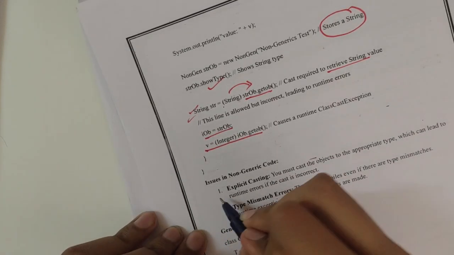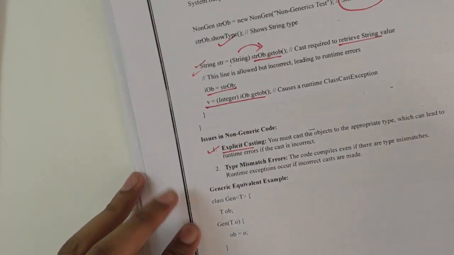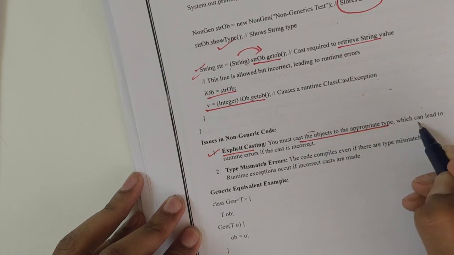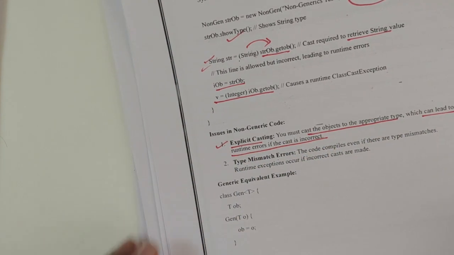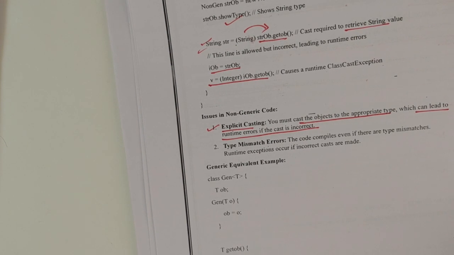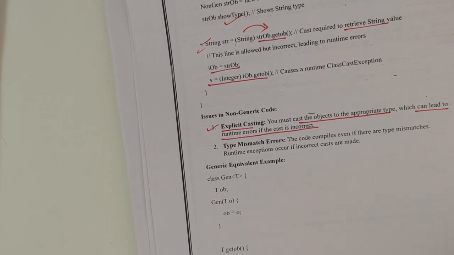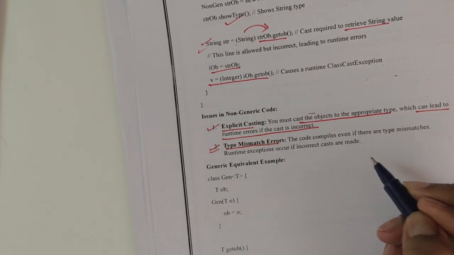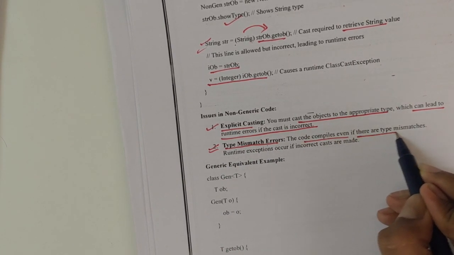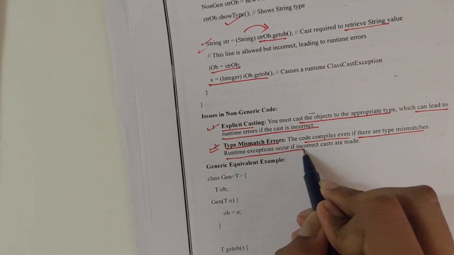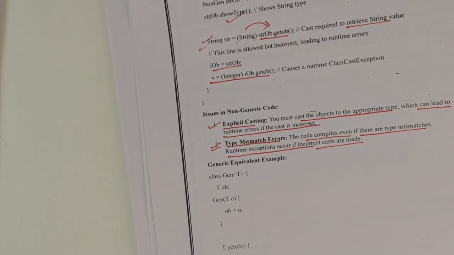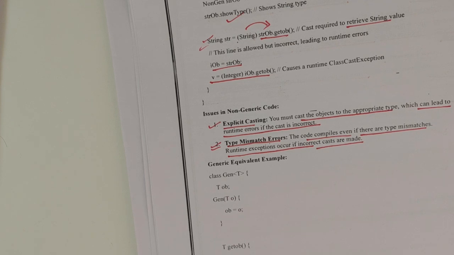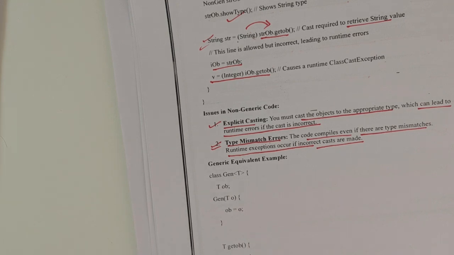Next we have issues in non-generic code. The first is explicit casting. You must cast the objects to their appropriate type, which can lead to runtime errors if the cast is incorrect. That means explicit typecasting should be done with the proper type, otherwise an incorrect cast may lead to a runtime error. At the same time we have the type mismatch error. The code compiles even if there are type mismatches, and runtime exceptions occur if incorrect casts are made. That means in the case of a type mismatch you might not encounter any compile time error, but at runtime you may encounter an error.